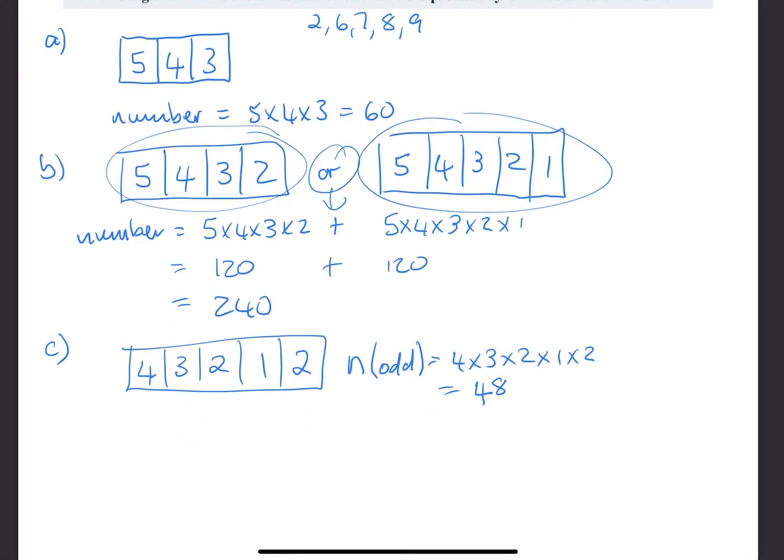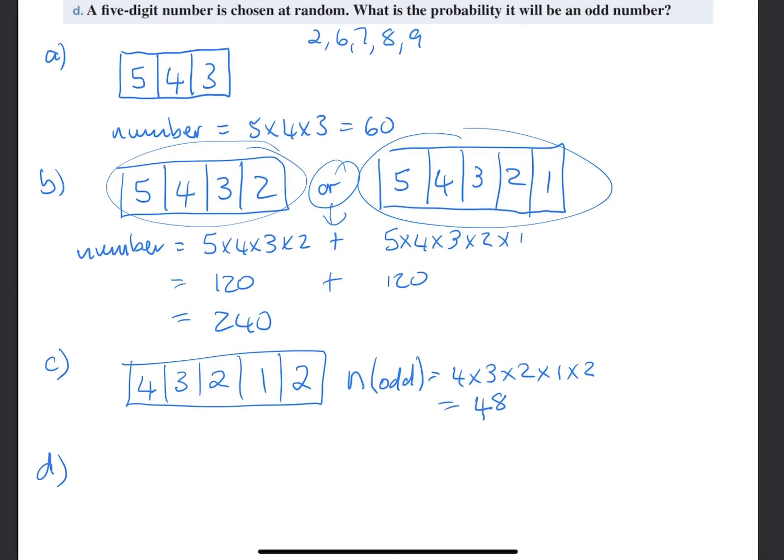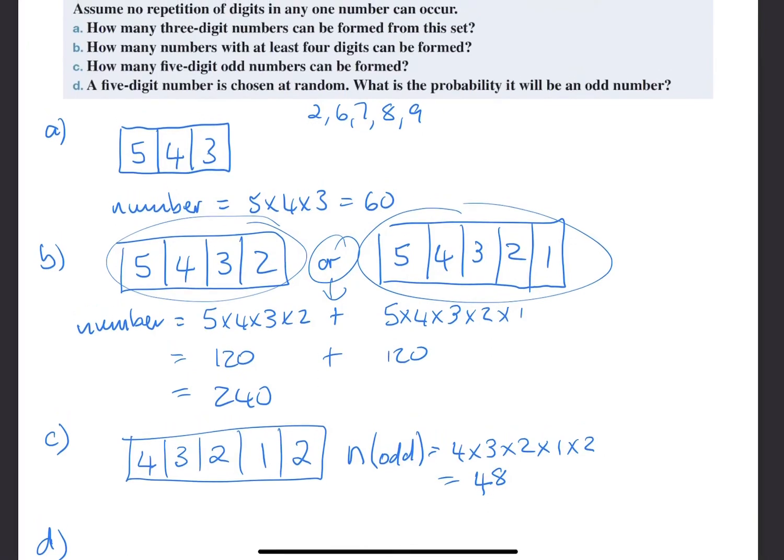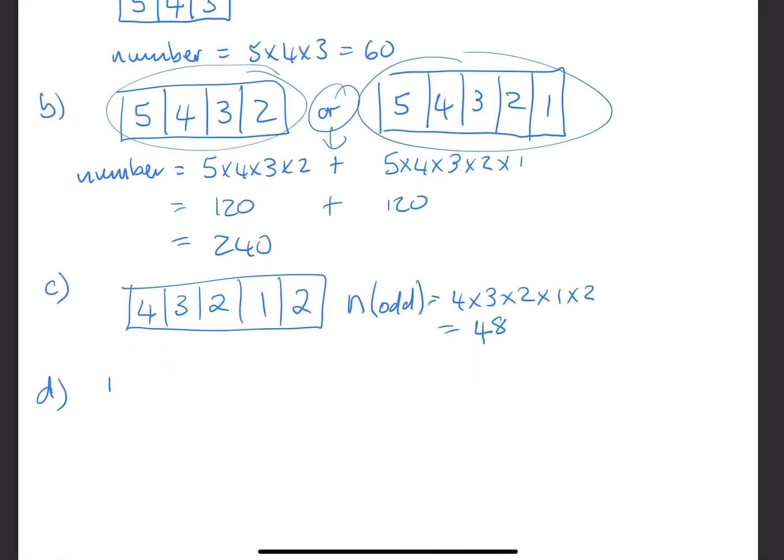With D, they ask, what is the probability? All of these other questions were about numbers. You see, they say how many, how many, how many. Now they say a 5-digit number is chosen at random. What is the probability that it will be an odd number? So that means, what is the probability of picking an odd number out of all the 5-digit numbers?